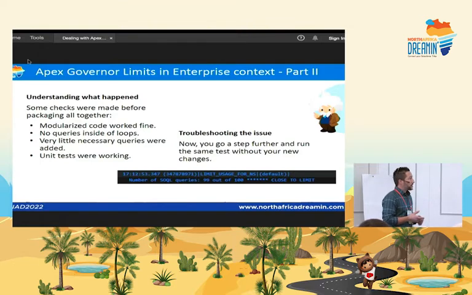Now you go one step further and run exactly the same test, but without your new changes, and it's working fine. But you realize the following fact: the Apex governor limits were very near to the exception, but you didn't realize until you faced this real issue. As you can see in the screenshot, you only have a log saying the number of SOQL queries is 99 out of 100, so close to the limit. But sometimes it's difficult to notice a log. It's only a log, and you need to analyze all the logs.